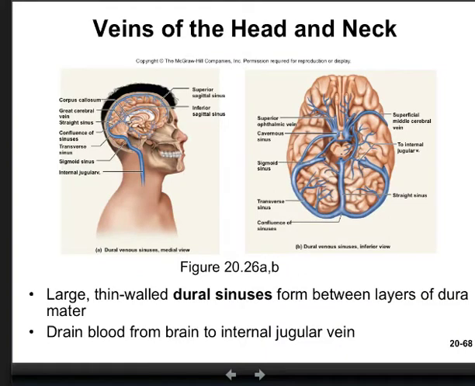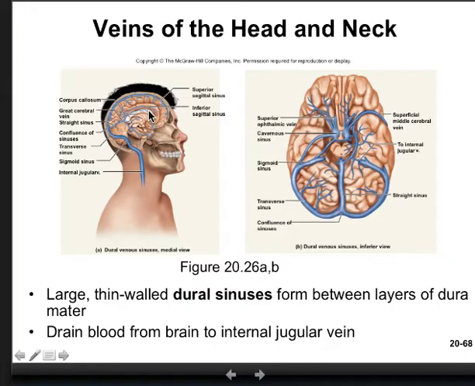Okay, so here you can see the veins of the head and the neck. There are large, thin-walled dural sinuses that form between the layers of the dura mater, and they drain blood from the brain to the internal jugular vein. And so you can see a lot of these major vessels here. This is a sagittal section, and this is an inferior section of the brain, basically looking from the spinal cord aspect up towards the top of the brain. And so you can see a lot of these sinuses that drain the deoxygenated blood from the brain.